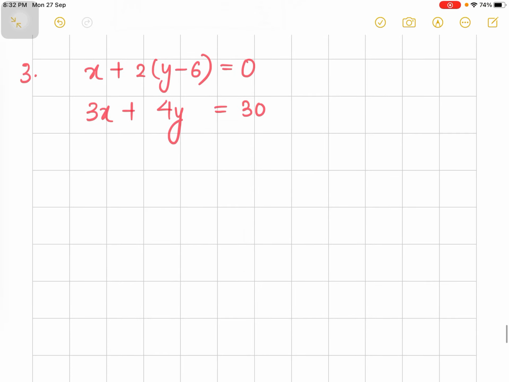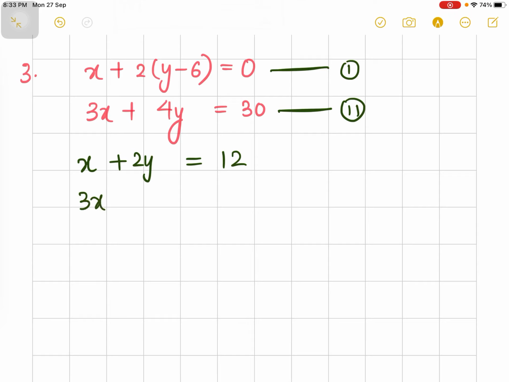Moving on to the next. Let's open the bracket in the first equation to make it look better. This one will become x plus 2y minus 12 equal to 0. I can send minus 12 to the other side, so it will become plus 12. Hope this makes sense to you. And the second one is 3x plus 4y equals 30.